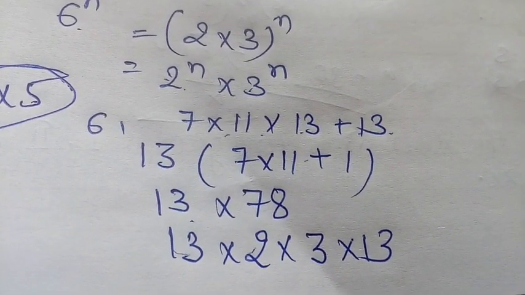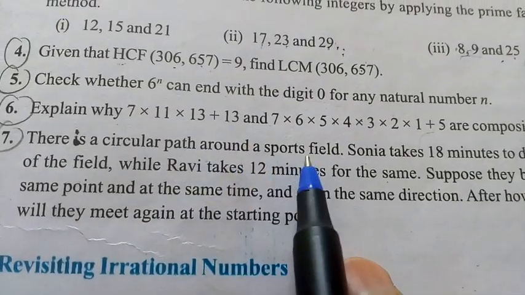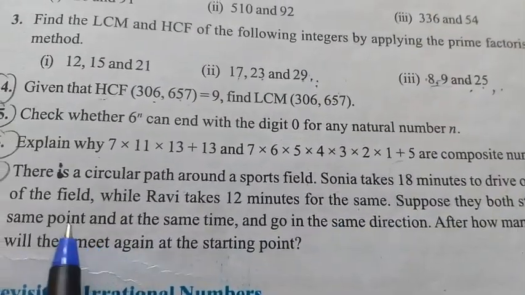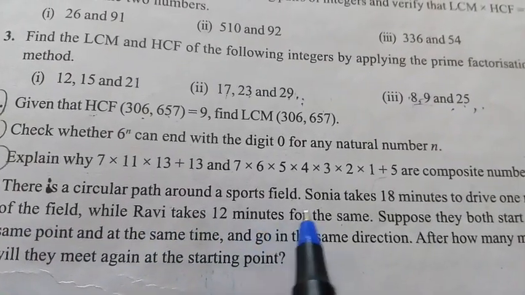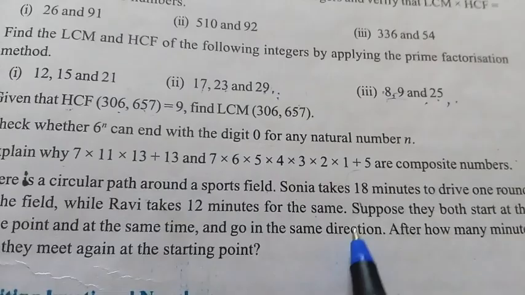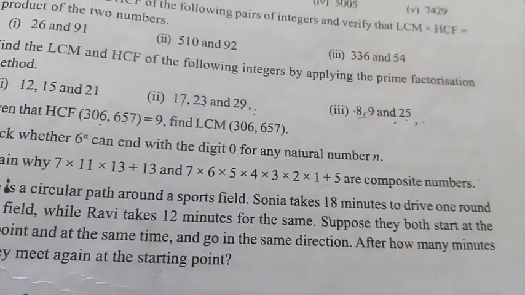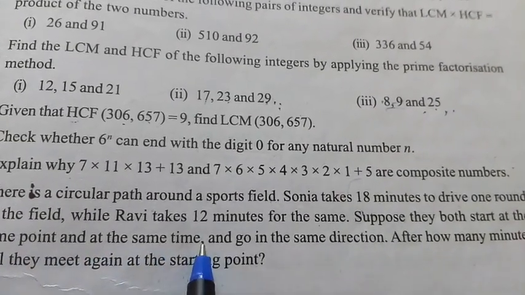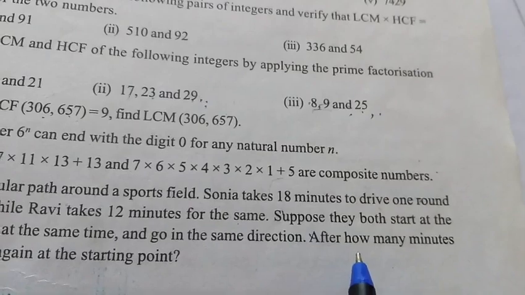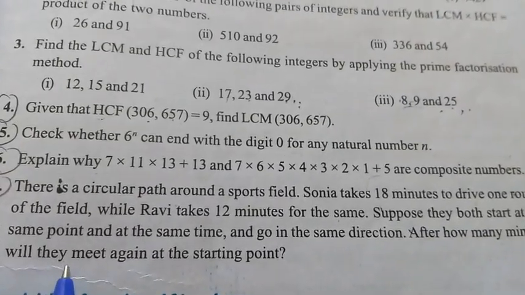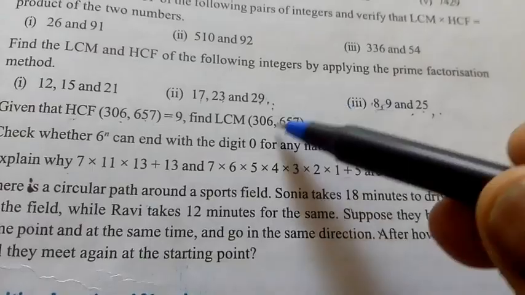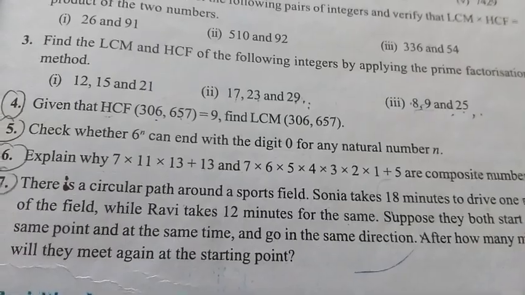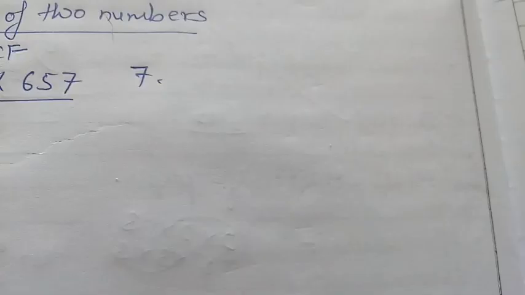The last question number 7. There is a circular path around a sports field. Sonia takes 18 minutes to drive one round of the field while Ravi takes 12 minutes for the same. Suppose they both start at the same point and at the same time and go in the same direction. After how many minutes will they meet again at the starting point?